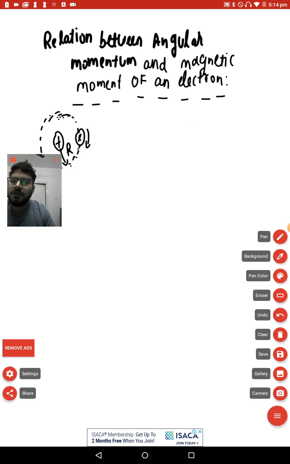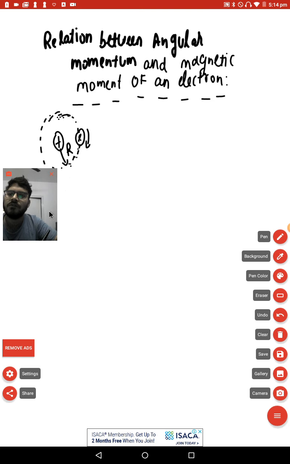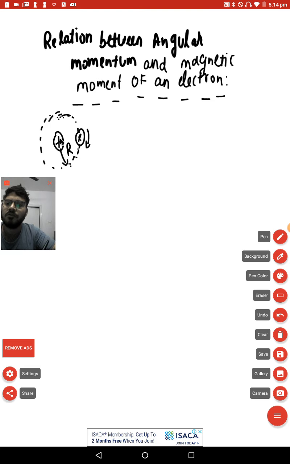In this video, we will consider the relation between angular momentum and the magnetic moment of an electron which is revolving around a nucleus. We'll consider the Bohr model in which the electron is revolving around a certain nucleus, and we want to find the relationship between the magnetic moment and the angular momentum of this electron. So consider this situation. Consider that you have this electron which is moving around the nucleus.